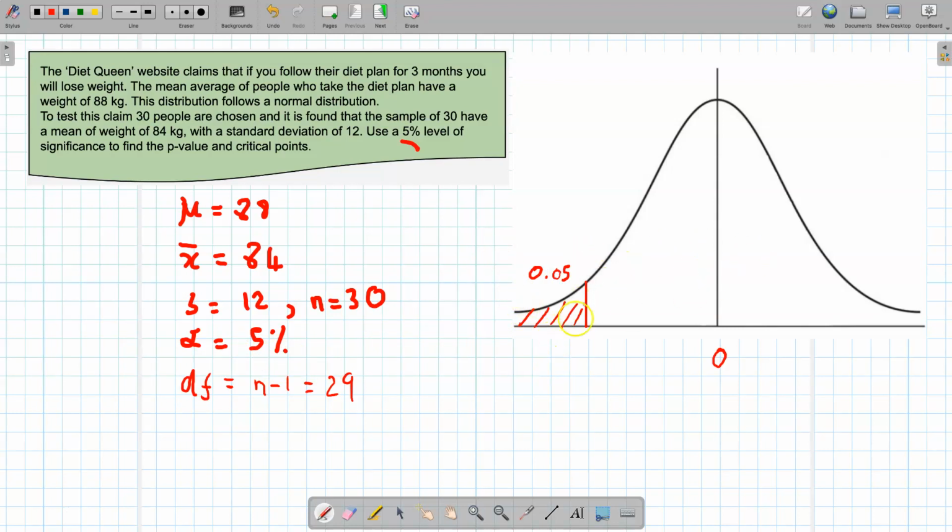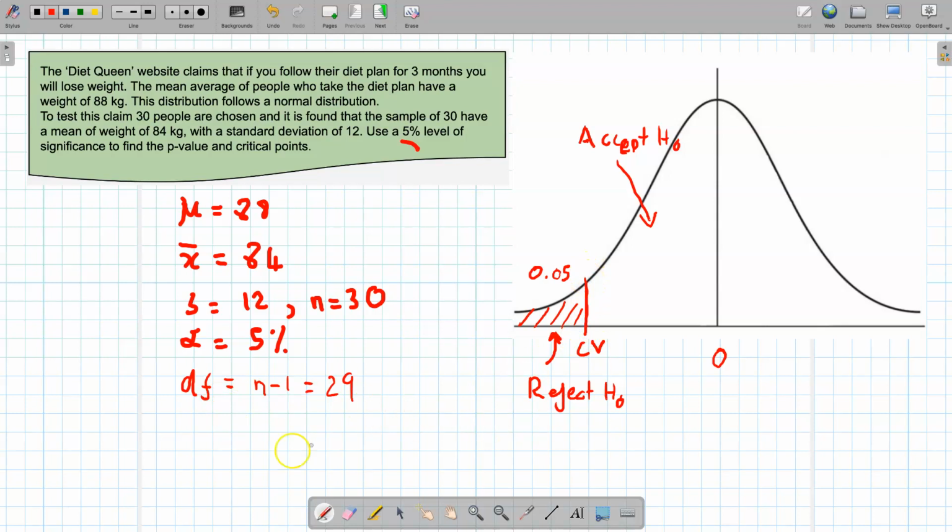And what we can say is that if our T statistic is in here, we're going to reject H0. But if our T statistic is in here, we're going to accept H0. And these decisions will come later when I show you how to put all these things together for the full test. So this is where we accept H0.